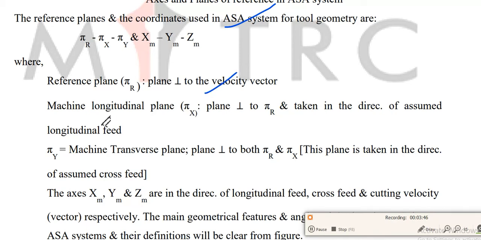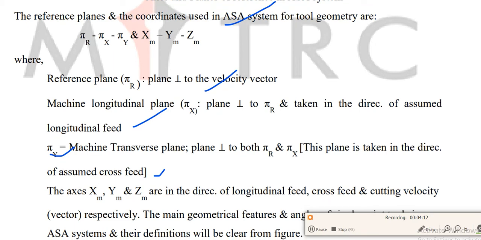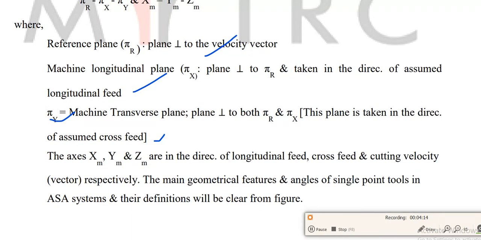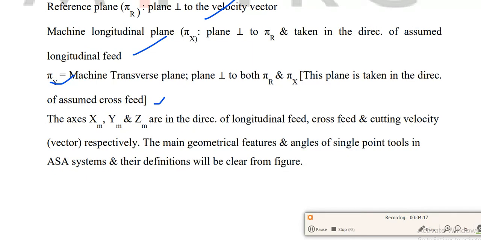Second one, the machine longitudinal plane pi x, is the plane perpendicular to pi r and taken in the direction of the assumed longitudinal feed. Next one is pi y. Pi y is the machine transverse plane, that is the plane perpendicular to both pi r and pi x. This plane is taken in the direction of the assumed cross feed. You can notice from this figure and correlate where pi r, pi x, and pi y are, and how they are perpendicular to each other.